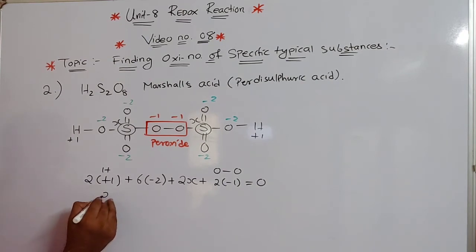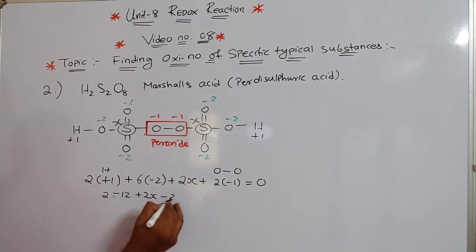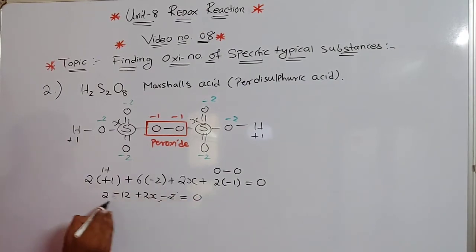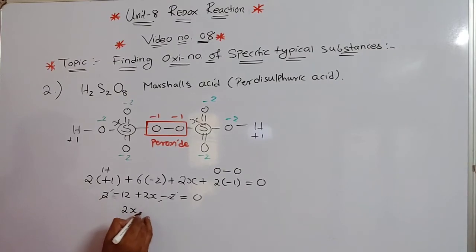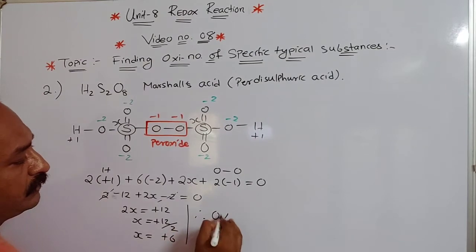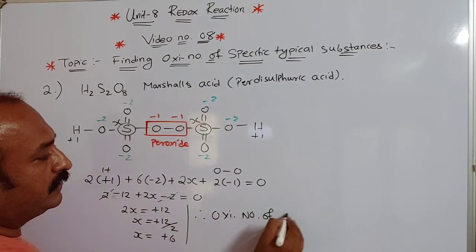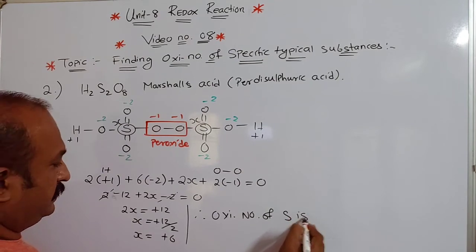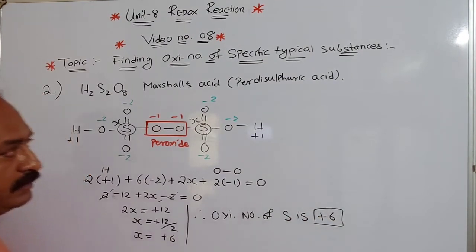So in this case also, 2 -12 plus 2x -2 is equal to 0. So this will get cancelled. 2x is equal to +12, x is equal to +12 by 2, x is equal to +6, right? So we can write, therefore, oxidation number of sulfur is +6. Okay, understood this part?